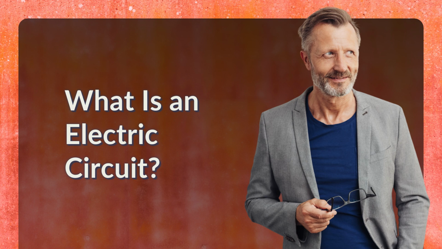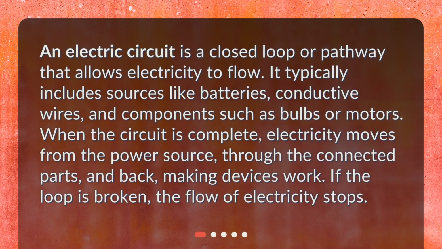What is an electric circuit? An electric circuit is a closed loop or pathway that allows electricity to flow. It typically includes sources like batteries, conductive wires, and components such as bulbs or motors. When the circuit is complete, electricity moves from the power source through the connected parts and back, making devices work. If the loop is broken, the flow of electricity stops.